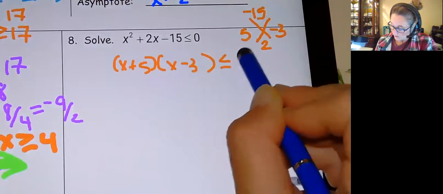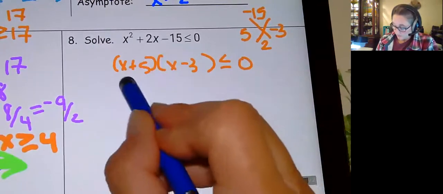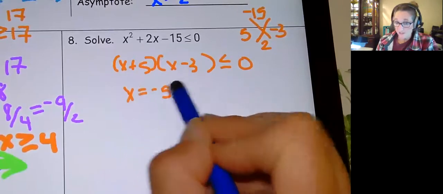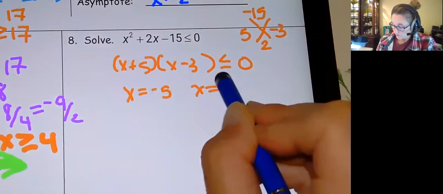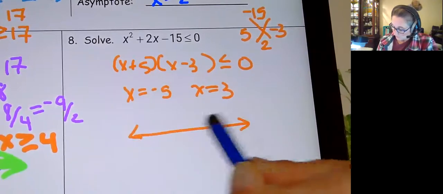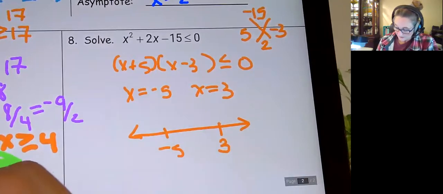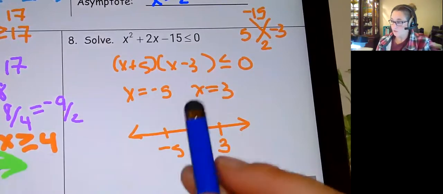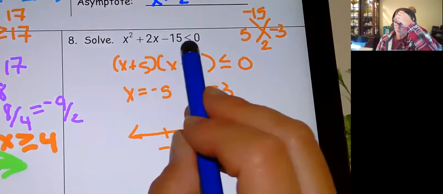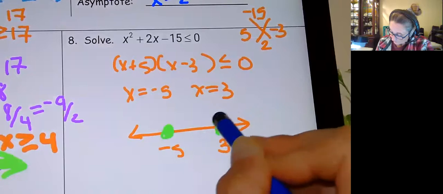And we want that to be less than or equal to 0. Well, what would make it 0? -5 would make it 0, and 3 would make it 0 because they make these 0. So those are going to be boundary points. I have one at -5, I have one at 3. Again, I need to decide open or closed. So I look here and it's going to be closed because of the equal. So this and this are solutions.